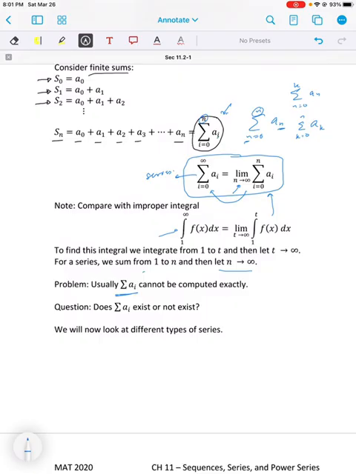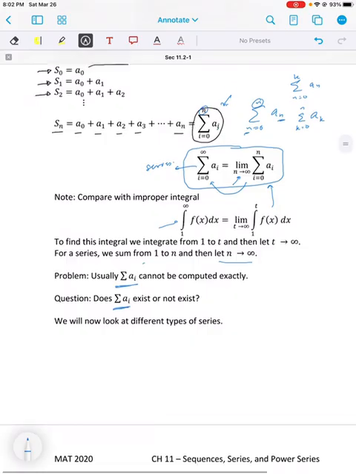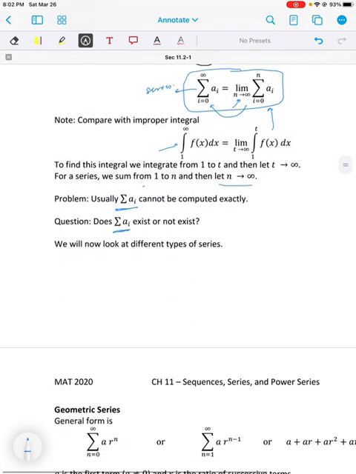And then our question could be, does this exist or does this not exist? Does the sum of the series exist or does it not exist? In other words, is the series convergent or is the series not convergent? So even if it is convergent, we may not always be able to find where it is going, or what is the value of the series. So we are now going to look at different types of series.